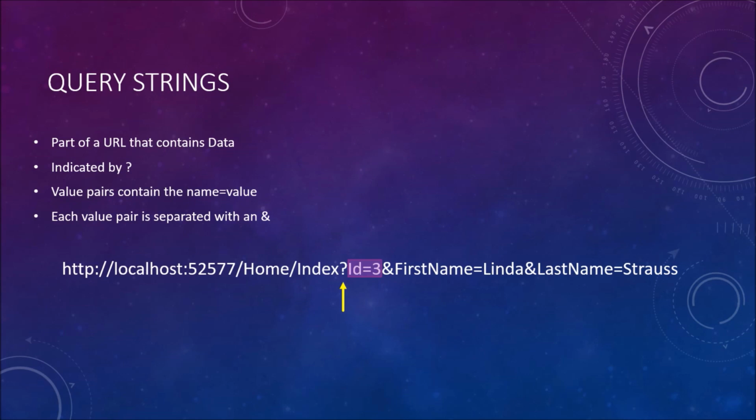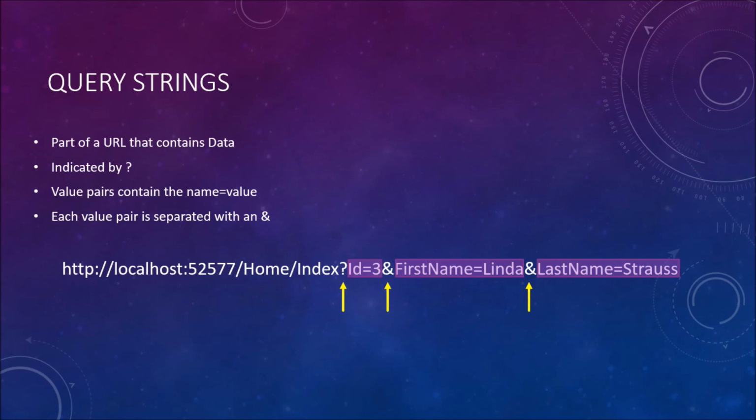Then immediately after ID equals 3, we have an ampersand, and we have another one further down the line in the query string. This indicates that we have another value pair coming up. So between these ampersands we have more value pairs. We actually have three value pairs being passed along in this query string: ID equals 3, first name equals Linda, and last name equals Strauss. You'll notice that this follows the same identification we had for our contact class, where we had an ID property, a first name property, and a last name property. So I think you can begin to see the connection here.